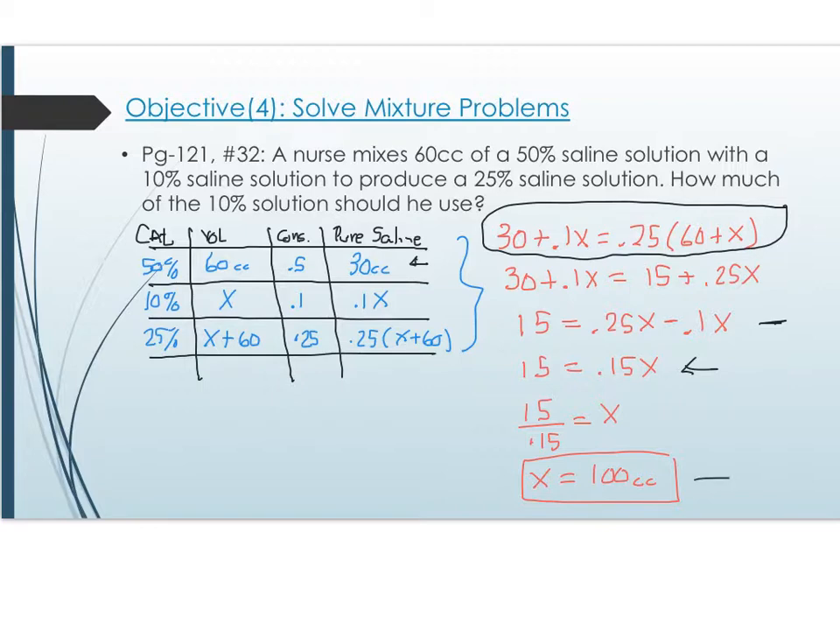We divide 15 by 0.15, and guess what? We get 100 cc's. So we need to add 100 cc's of the 10% solution. We add it to the 60 cc's at 50%, and we get a 25% solution with 160 cc's.